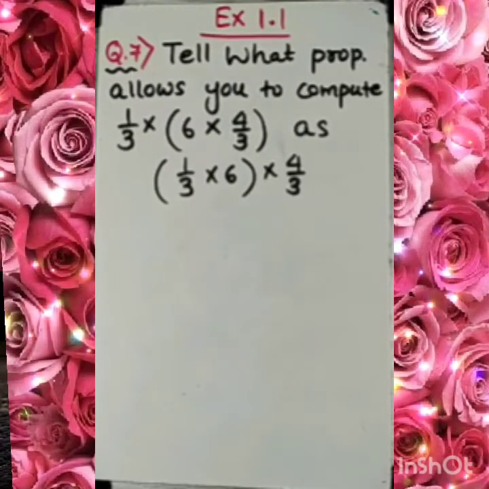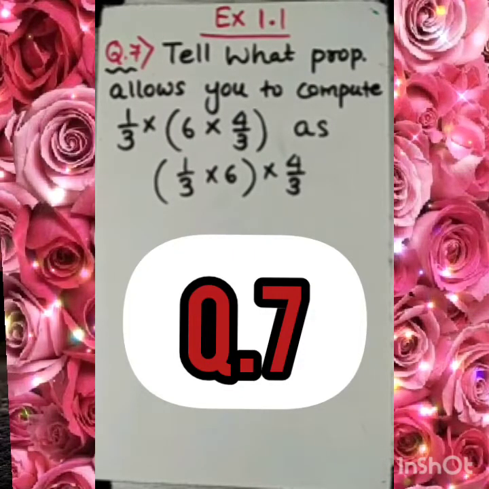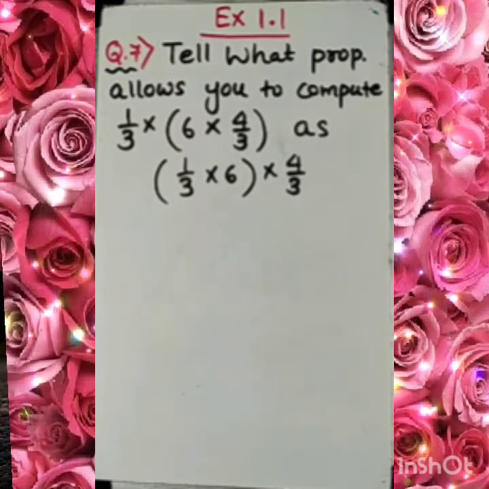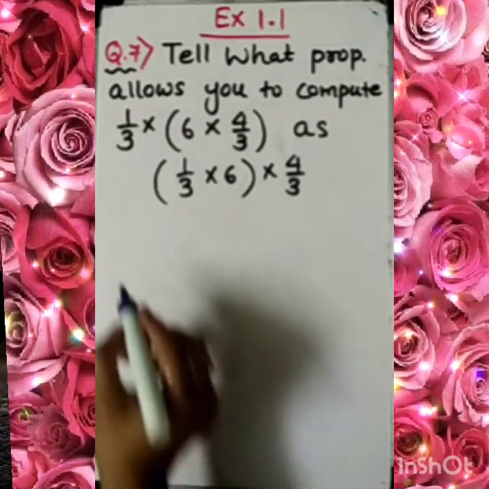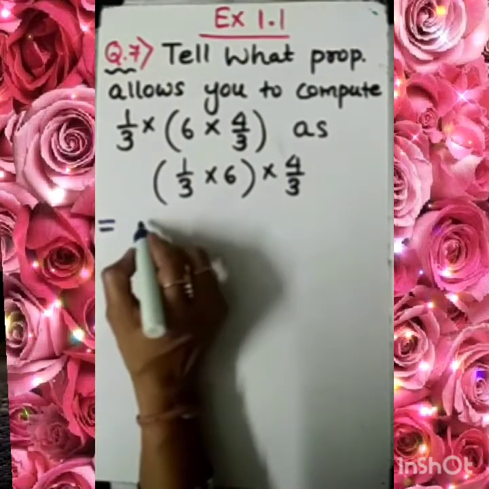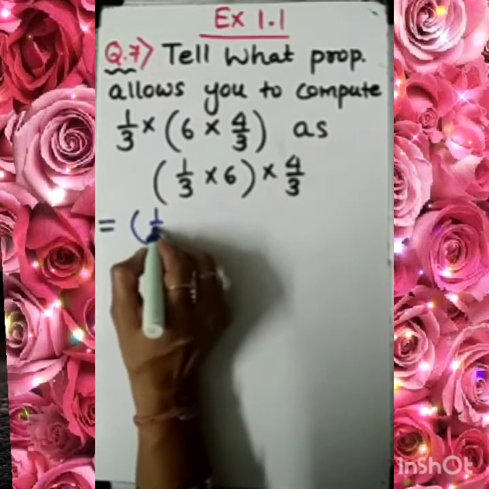So dear student, here question number 7 we are given in the question. Tell what property allows you to compute 1 by 3 into (6 into 4 by 3) as (1 by 3 into 6) into 4 by 3, which is quite easy. See, look at your screen and see here.